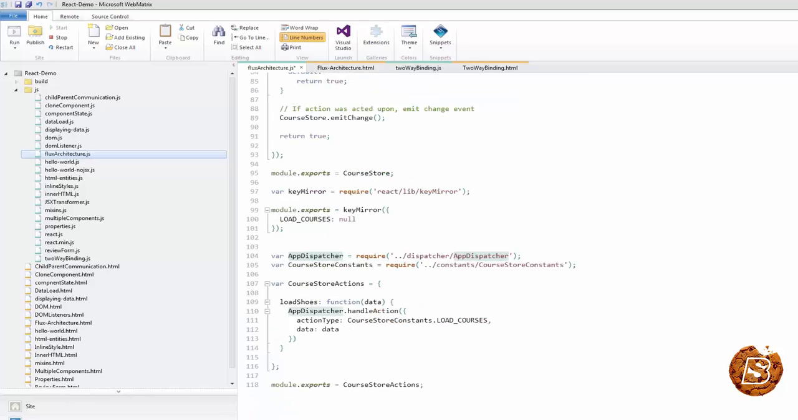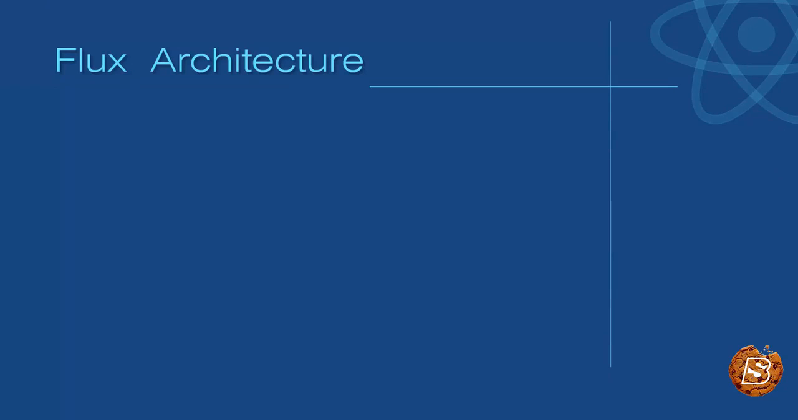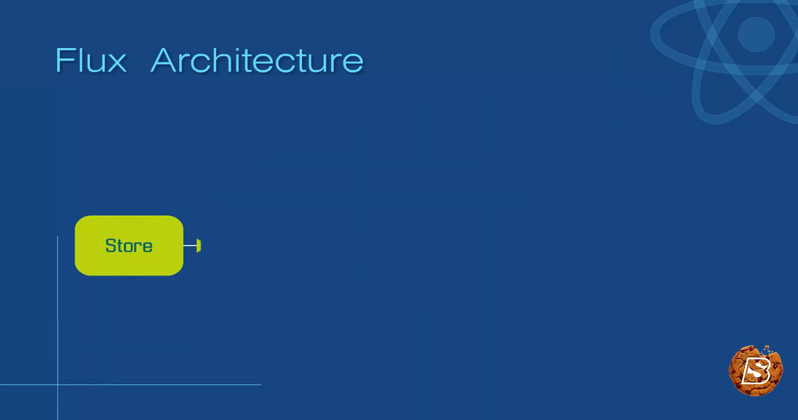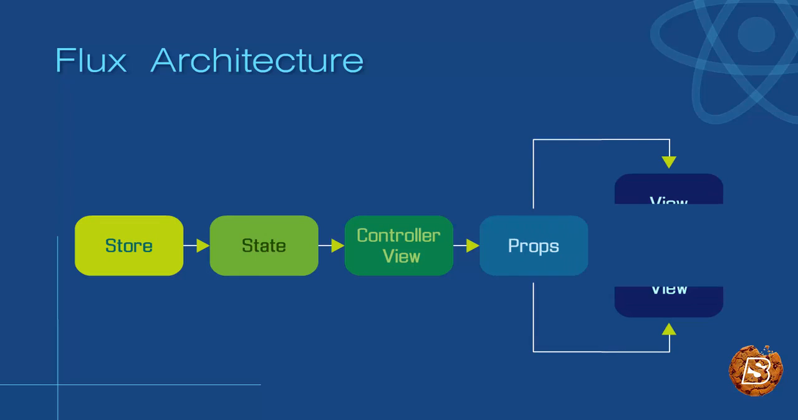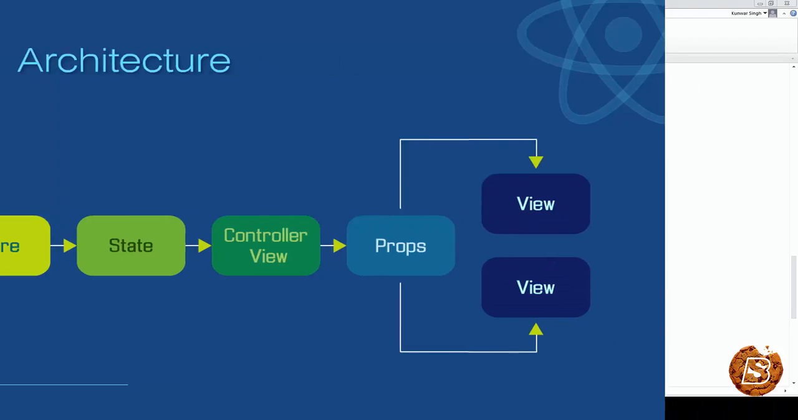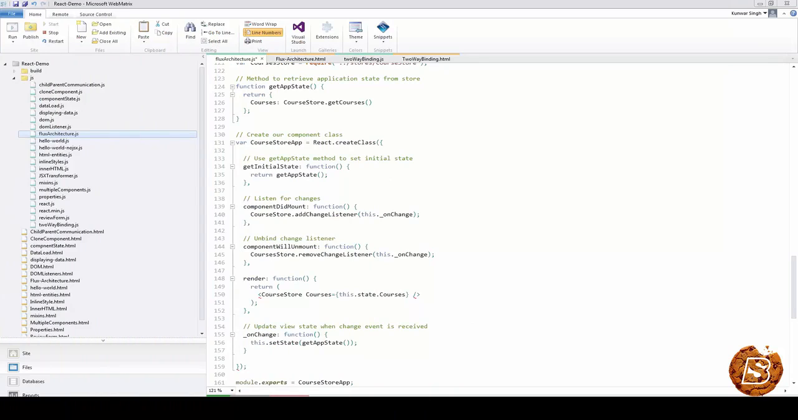Then we have controller views. Controller views are just React components that listen to change events and retrieve application state from stores. They then pass that data down to their child components via properties, that is this.props. So if we take a look at the diagram, it will look something like this. We have a store which passes the state to the controller view, and these views share the data via props too.